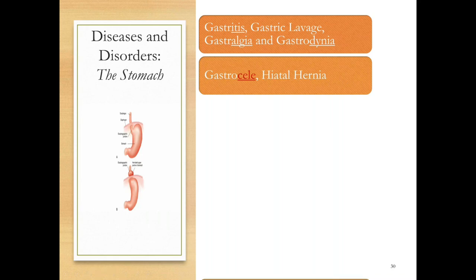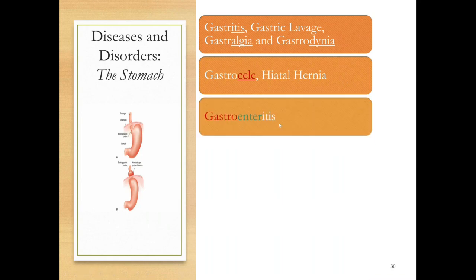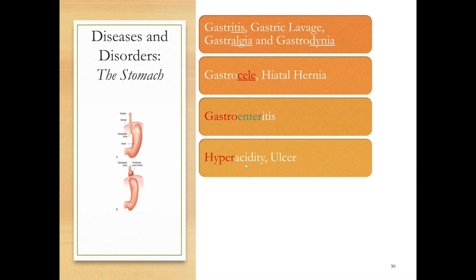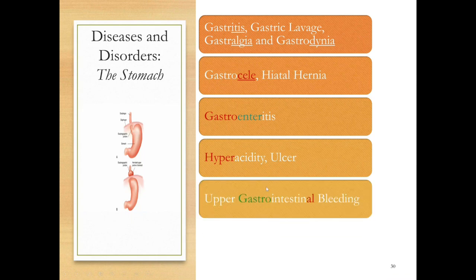As for gastroenteritis, if itis means inflammation, entero stands for the intestinal tract, and gastro means stomach, then gastroenteritis means inflammation of the stomach and the intestinal tract. Hyperacidity is an excessive amount of acid in the stomach. An ulcer is a lesion of the mucous membrane, accompanied by the sloughing or shedding of dead tissue. Upper gastrointestinal bleeding means bleeding of the upper digestive structures, sometimes evidenced by blood in the vomit.